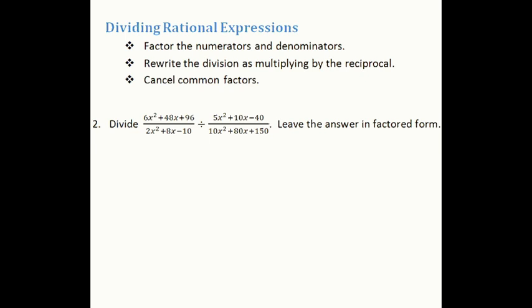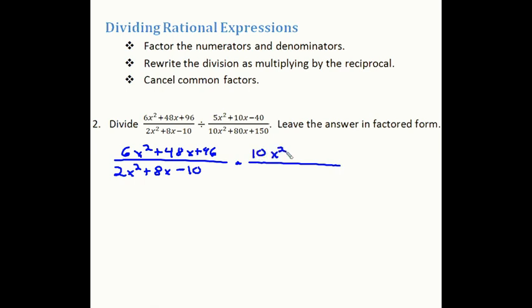Still the same idea, a little bit more work to do on the factoring end, but we know that we can have 6x squared plus 48x plus 96 all over 2x squared plus 8x minus 10. Instead of dividing, we're going to multiply by the reciprocal. And so we have 10x squared plus 80x plus 150 over 5x squared plus 10x minus 40.